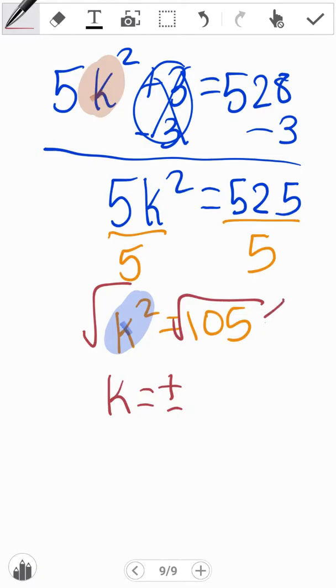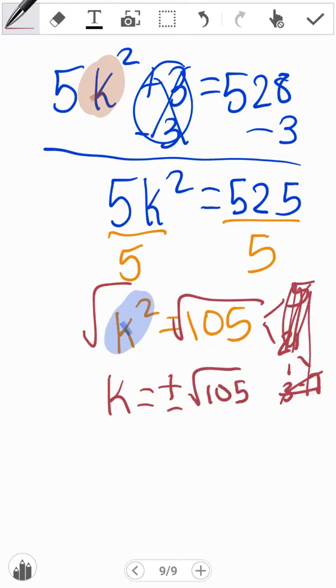Let's see, I know 5 goes into it because it ends in a 5. So if I divide 105 by 5, I'm going to get 21. 21 prime factors into 3 times 7. Here I have no pairs, so I'm going to cross out all that work that I did and just leave it as the square root of 105.